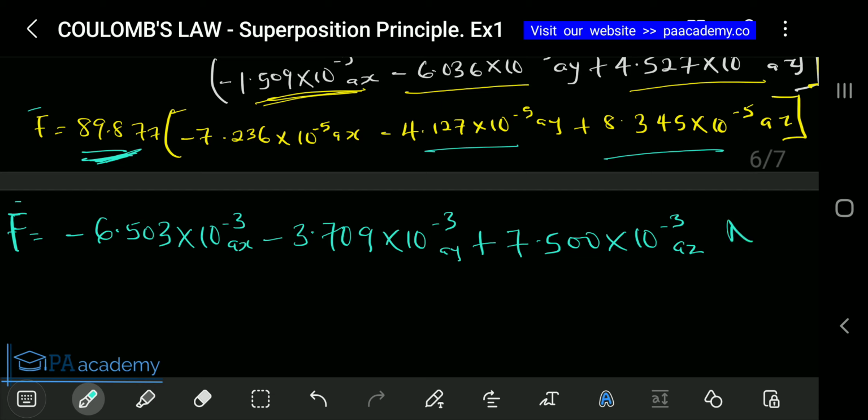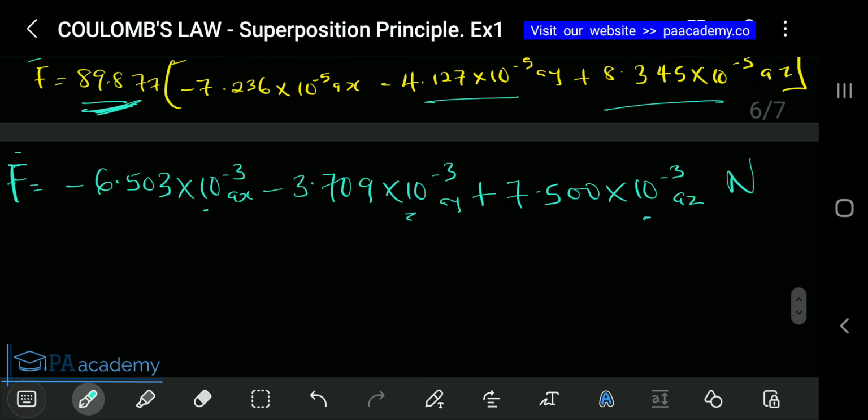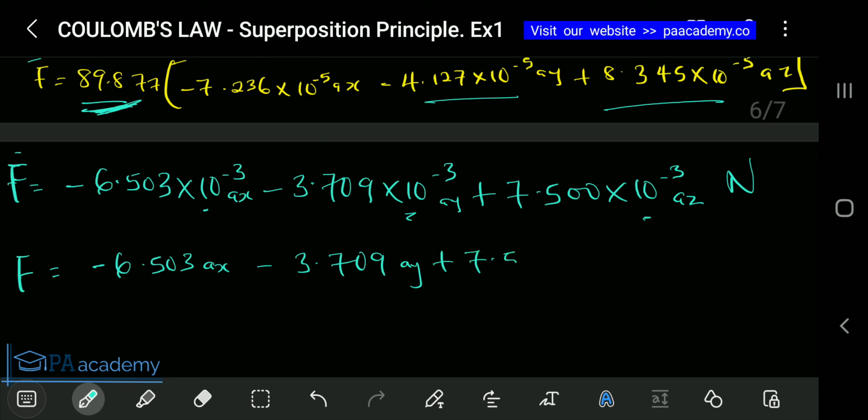Now don't forget, you can decide to add your unit here, your Newton, but we can't stop there, because if you notice that we are having 10 raised to the power minus 3, 10 raised to the power minus 3, 10 raised to the power minus 3. Okay, so let's just factor that out. So that means our F is minus 6.503 AX minus 3.709 AY plus 7.500 AZ. So let's put everything into brackets times 10 raised to the power minus 3 Newton.